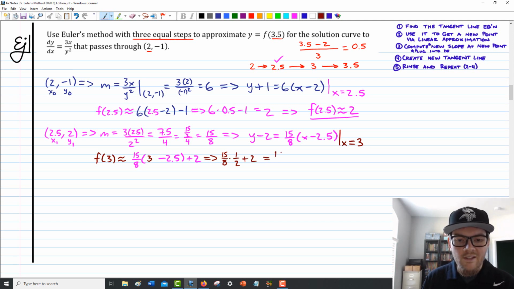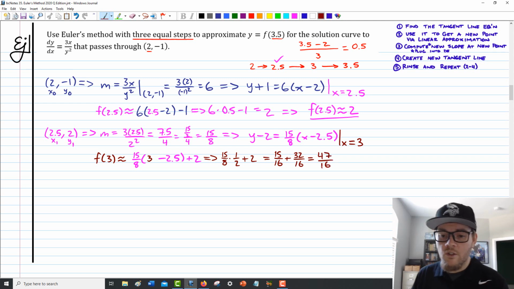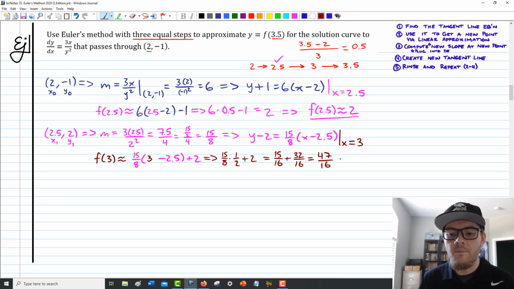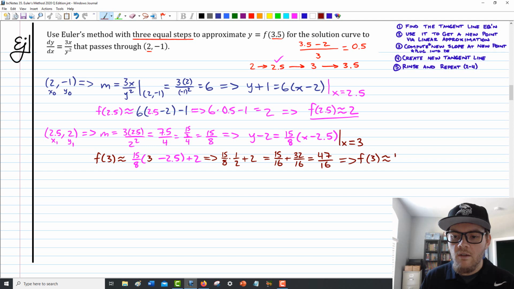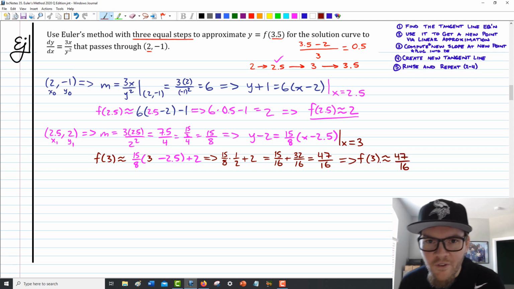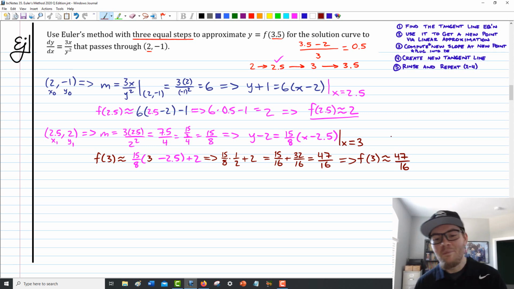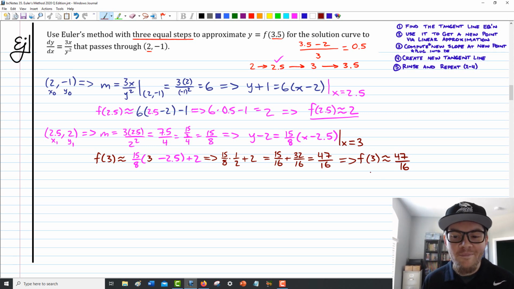So when we combine that, that gets us 15 over 16, and then that's plus 2, which is 32 over 16, which gives us a new y value of 47 over 16. That means that f of 3 is approximately 47 over 16. Maybe not the best value in the world to be working with, but hey, stick along for the ride. So we now have our approximation right here, and we have completed the second step.